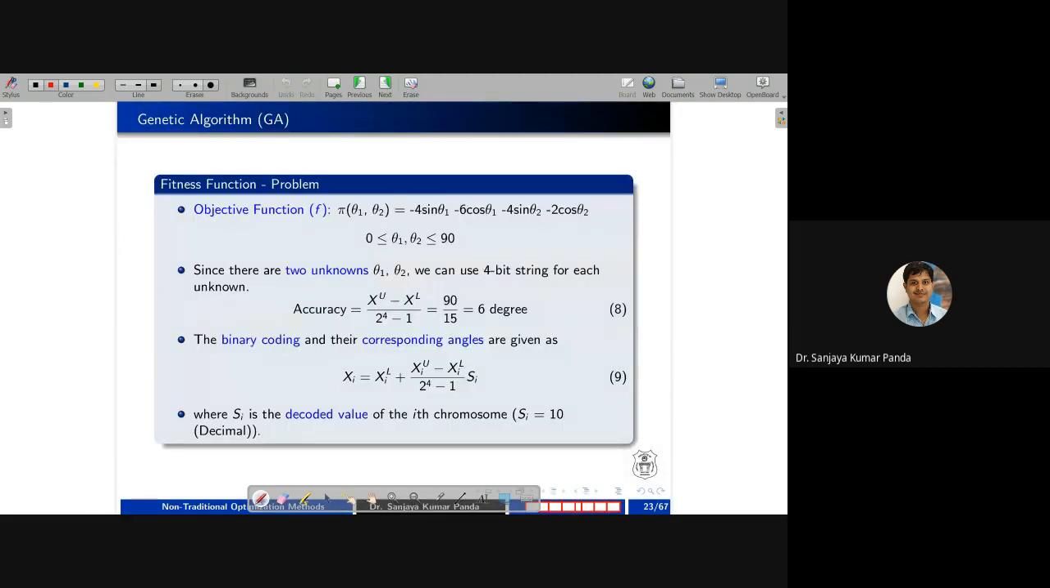Now, let us take a particular problem to understand the genetic algorithm.